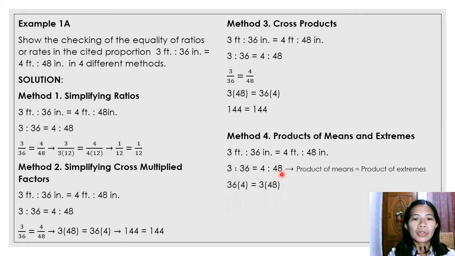Now, we're going to multiply the means. So 36 times 4 and the extreme 3 times 48. So the answer is 144 equal to 144. So these are the four methods that can be used to check the equality of our proportion. So it means they arrive at the same answers.